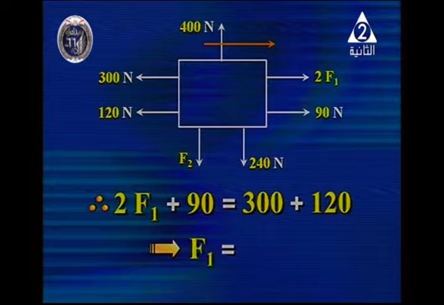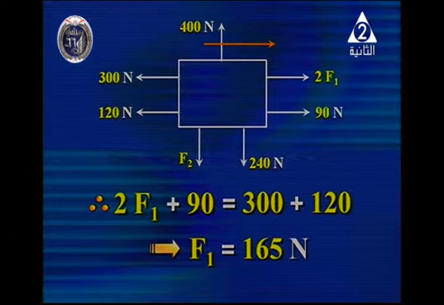After that, find the value of F1 by adding 300 plus 120 minus 90. After that, divide by 2. The answer is 165 Newton. In horizontal, then F1 equals 165 Newton.